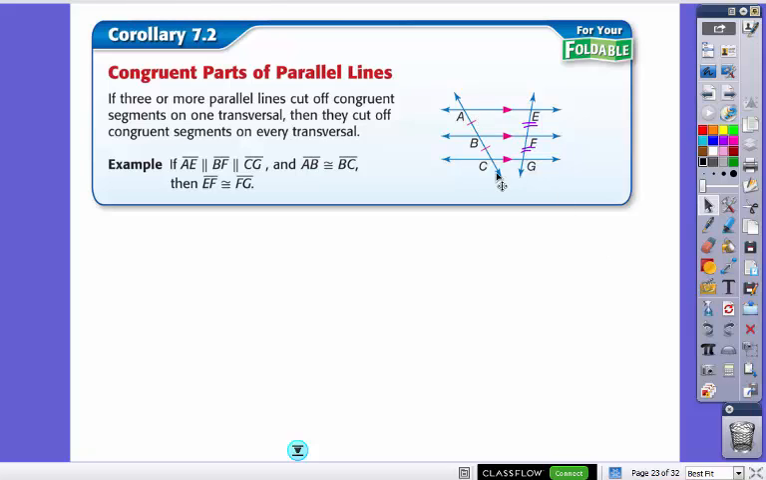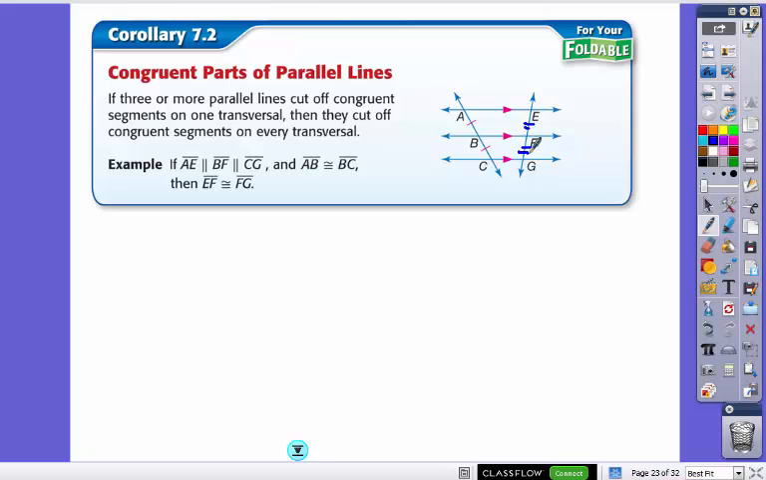If you have parallel lines, and when they cut through, these are evenly spaced out, sometimes they'll mark it, sometimes they won't. Sometimes they'll mark it on one side and then they won't mark it on the other side. Sometimes they'll mark it on both sides. But even if they didn't mark this side over here, if I know that these two sides are the same, then automatically these two sides over here are also going to be the same.